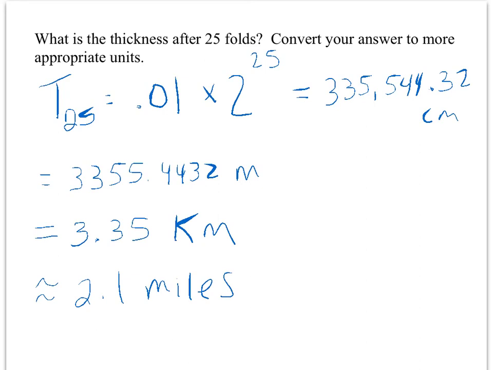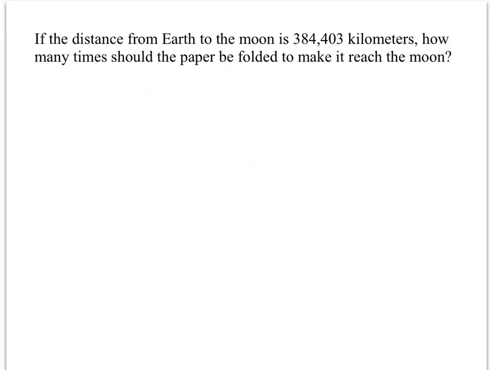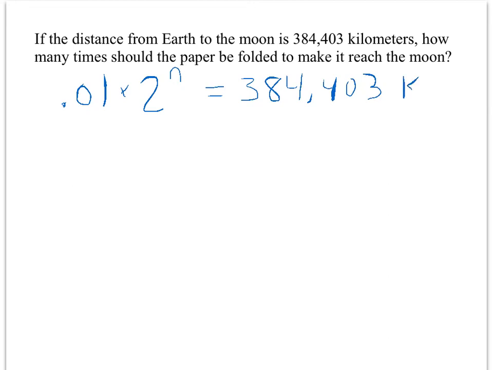That seems also ridiculously big. We fold a piece of paper in half 25 times, and now its thickness is 2 miles. That's nuts. So if the distance from the Earth to the Moon is 384,403 kilometers, how many times should the paper be folded to make it reach the Moon? I want to know, what should n be? I'm going to do 0.01 times 2 to the something, and I want to get at least 384,403 kilometers. So I'm going to get to the Moon or beyond.